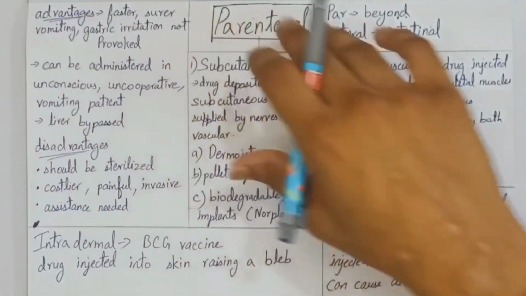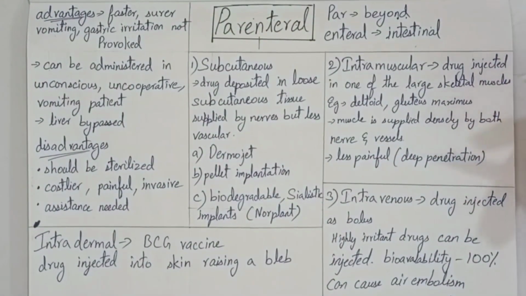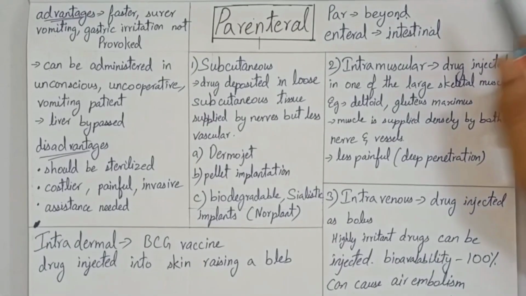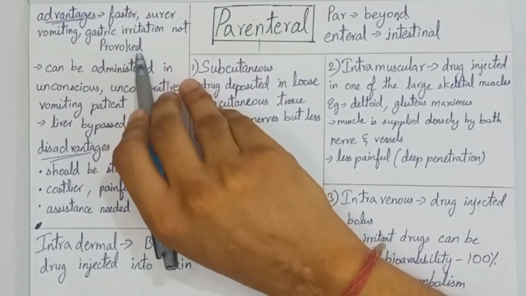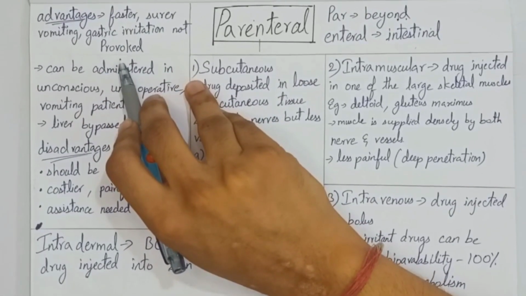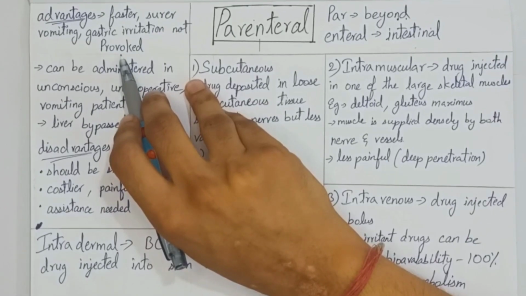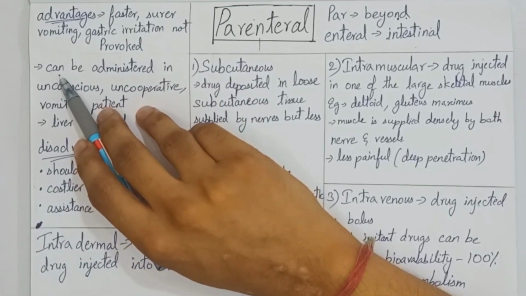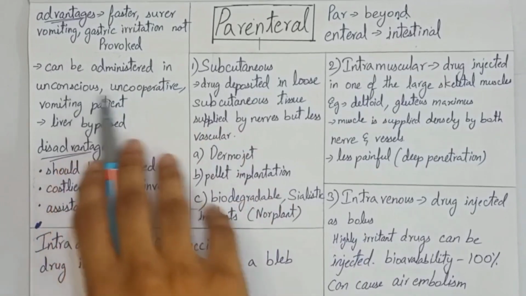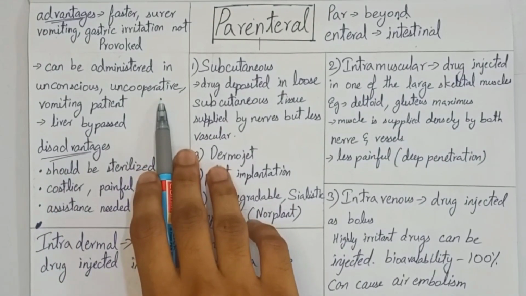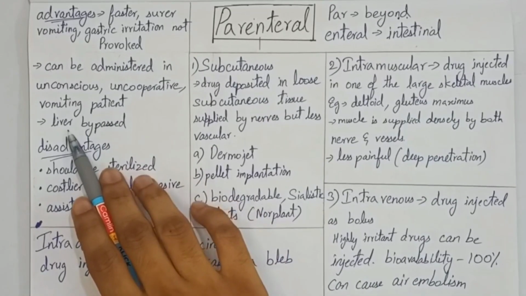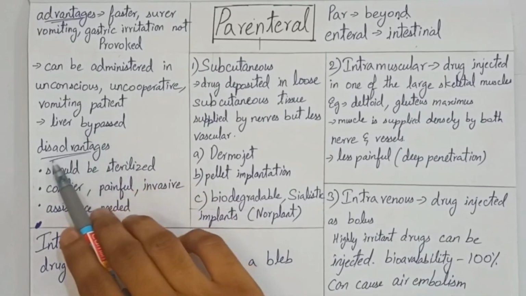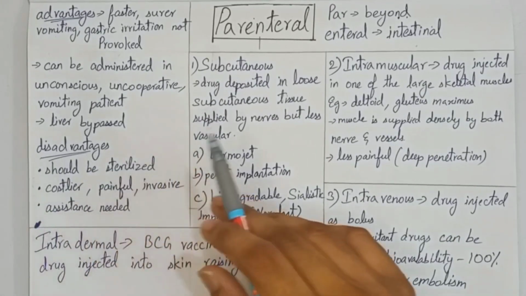So there is higher bioavailability of the drug. Advantages are faster and surer. Vomiting and gastric irritation are not provoked in this route. This can be administered in unconscious and uncooperative patients, and also in vomiting patients. The liver is bypassed.